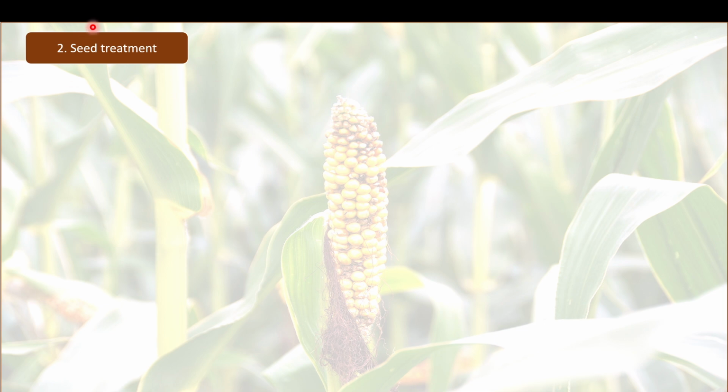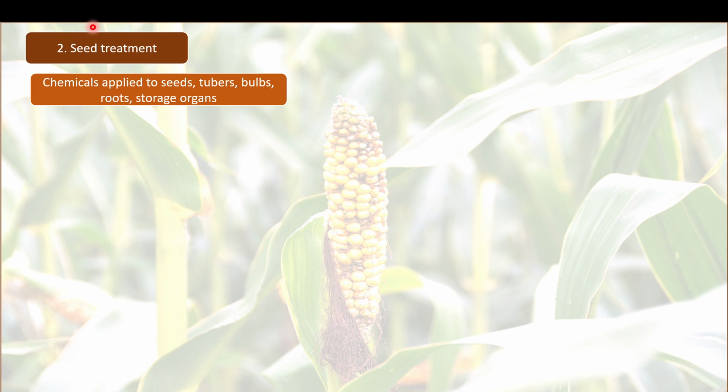Okay, second is seed treatment. So how do you apply chemicals to the seeds? Chemicals can be applied to seeds, or to tubers or bulbs of the plant, which are the vegetative reproductive organs of the plant, roots and storage organs.